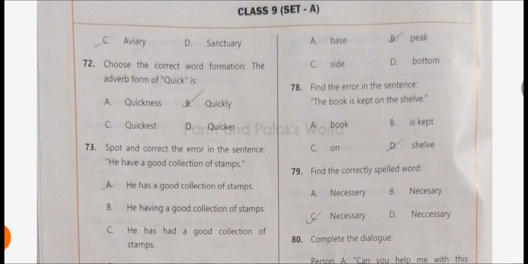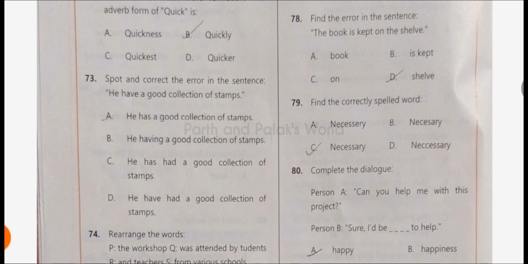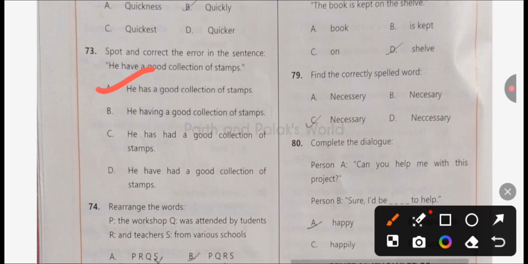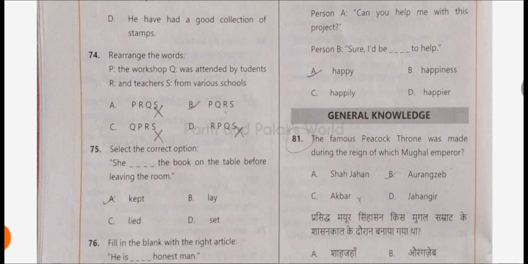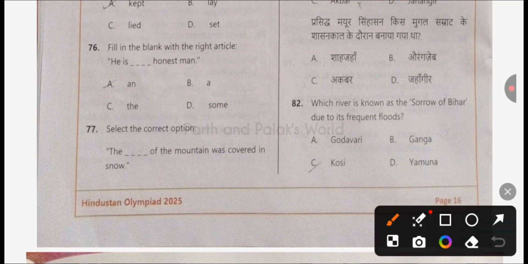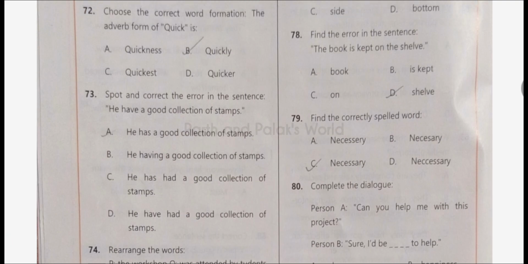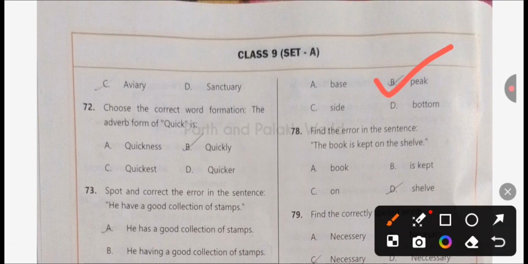In question number 72, the correct answer of this question would be option number B, that is quickly. In question number 73, the correct answer would be option number A. In question number 74, the correct answer would be option number B. In question number 75, the correct answer would be option number A, kept. Question number 76, correct answer is option number A, and question number 77, correct answer is option number B, peak.